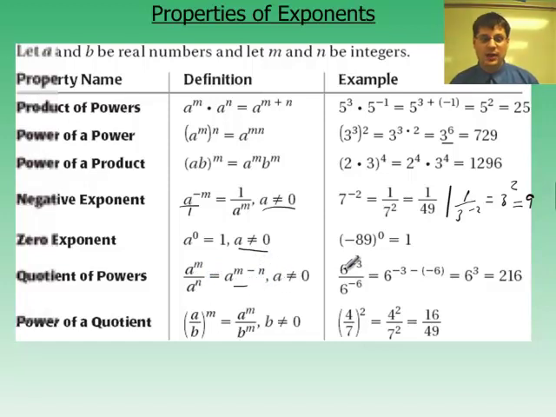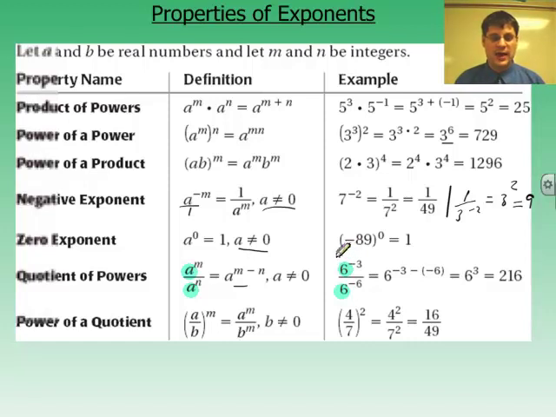So if I have 6 to the negative third divided by 6 to the negative 6, it's going to be 6 to the negative 3 minus negative 6, in that order, and that's going to give me 6 cubed, which is 216. Another thing I want to point out is that the bases have to be the same here. The bases here are both 6, or else it will not work.